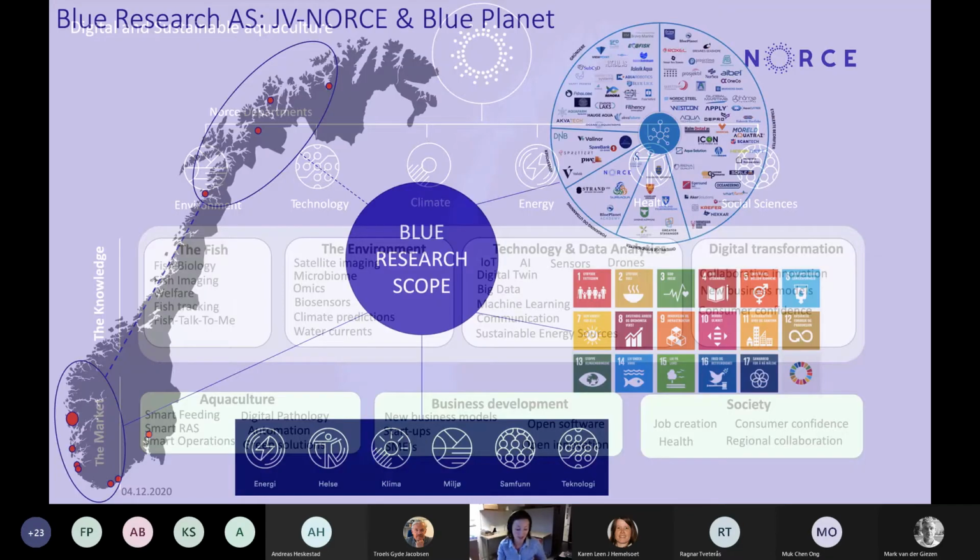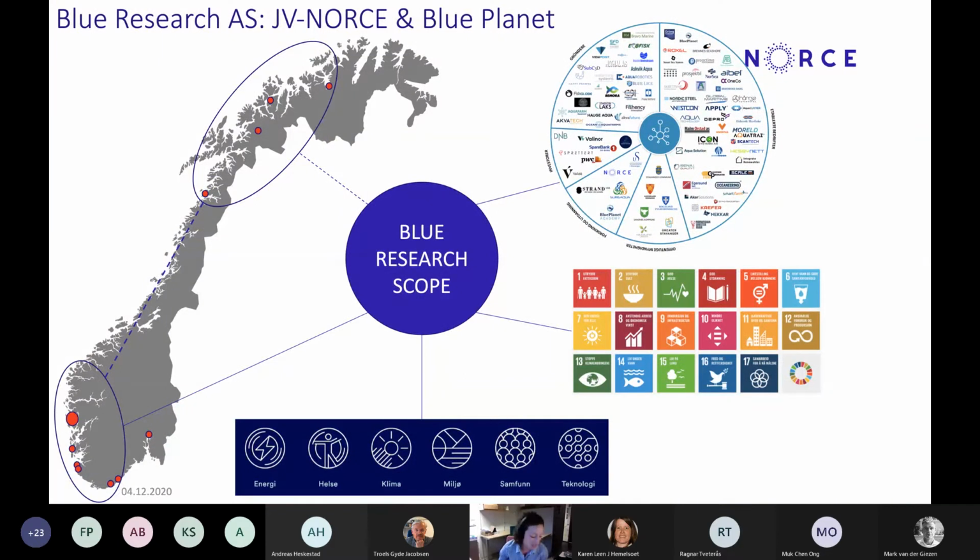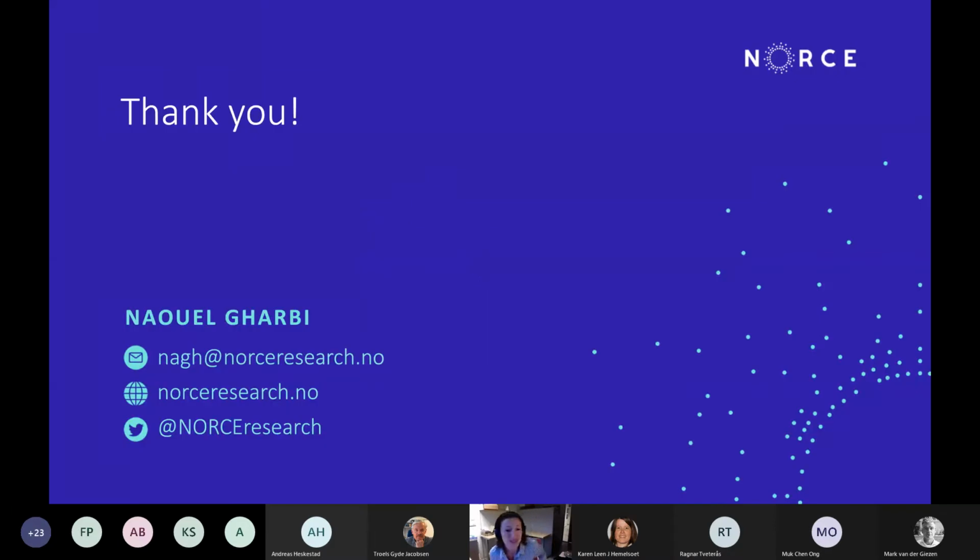To end on a really positive note, I just want to highlight the establishment of Blue Research AS, which is a collaboration of, as you said previously, NORCE, STIIM, Aqua Cluster, and the University of Stavanger. An R&D license has already been submitted to the Norwegian Directorate of Fisheries, and 14 technological projects are now in the pipeline to be tested. So this is a great potential for the research to develop large-scale commercial testings. Thank you very much for your attention.